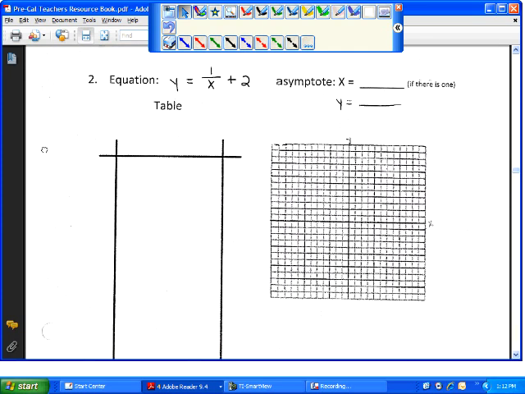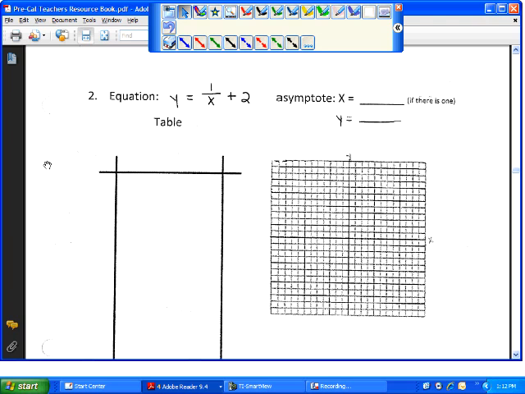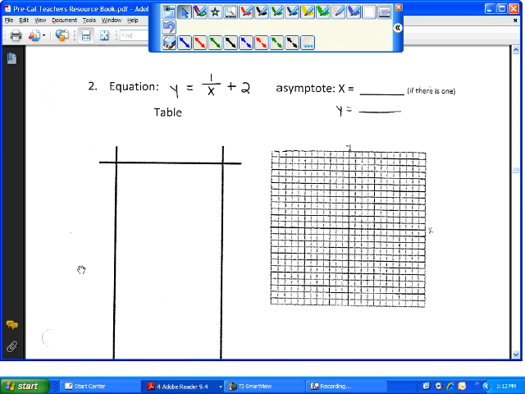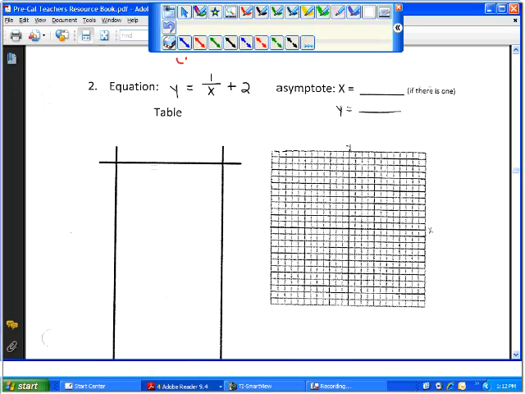Number 2. Number 2 is a rational graph. If we compare that to the parent function y equals 1 over x, then we see that we've added 2. Adding 2 means that it's going to do what? Shift up 2.